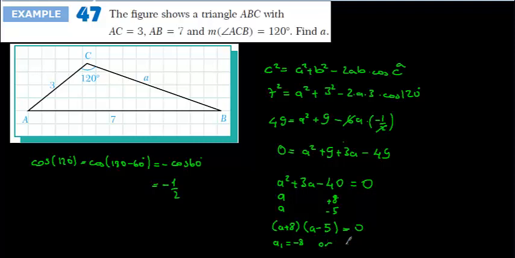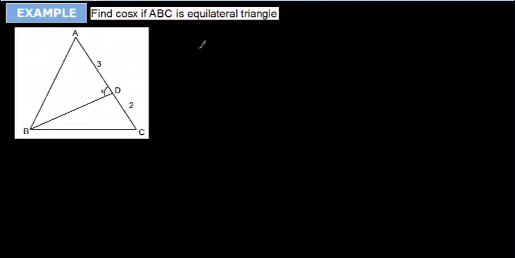As you see, we have two different results. a2 is equal to 5, but a1 equal to minus 8 we cannot take as our solution, because negative numbers cannot be a solution. This is the last question about this topic.